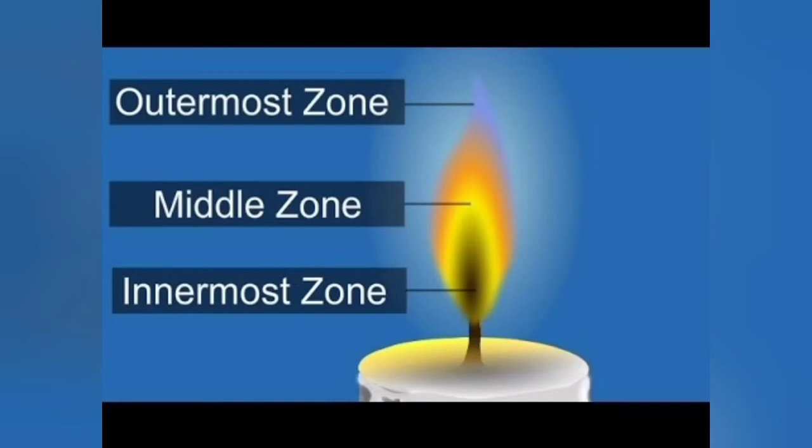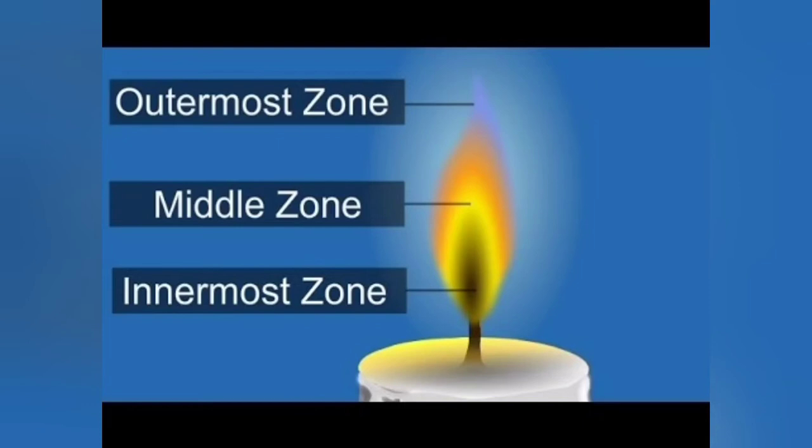Number 1, the outermost or non-luminous zone of complete combustion. This zone is faintly visible and surrounds the yellow luminous part of the flame. It is the hottest part. Next, the central or middle zone. It is the major part of the candle flame and is bright yellow and luminous. This part of the flame has moderate temperature.